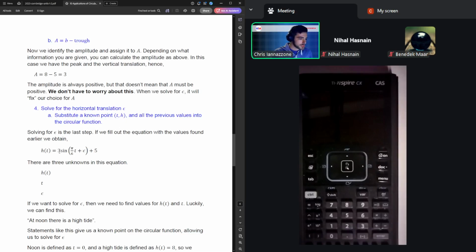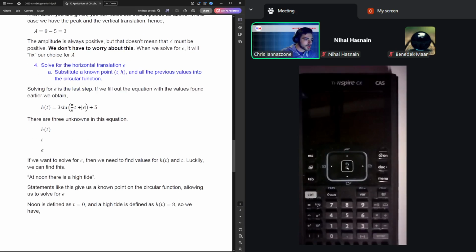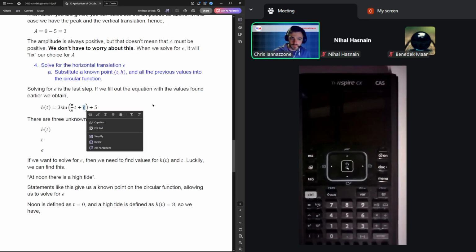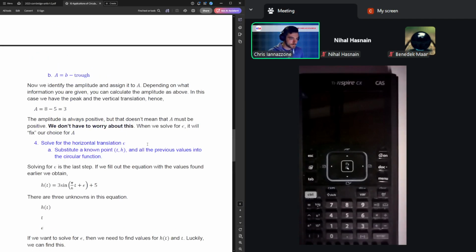Lastly, if we recap everything we've done: our amplitude, the n term from the period, our vertical translation. All that's left is the horizontal translation. If there were some way to remove the t and the h, replacing those with actual known values, then that would be the only variable left in the equation. And because it's the only variable left in the equation, we should be able to solve for it.